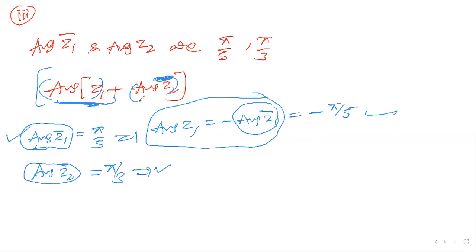They asked arg Z1 plus arg Z2. Arg Z1 is minus pi by 5, plus arg Z2, which is pi by 3. If you add both, you get the answer 2 pi by 15. This is the answer. Clear? Any doubt? The logic is: they mention arg Z1 bar, you have to convert it into arg Z1. Then they ask for the addition, and you can add according to the requirement. Clear?